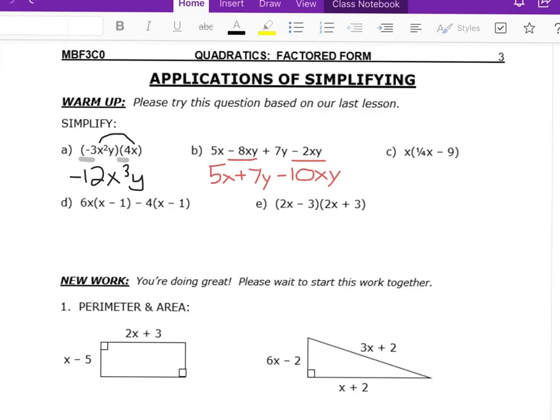The last one is more of a distributive property type of question where we're going to be multiplying in. So just remembering your order of operations here. So we're going to be multiplying in the value. So let's start with x times 1/4. So we still get 1/4 x squared, and then x times negative 9 is negative 9x.